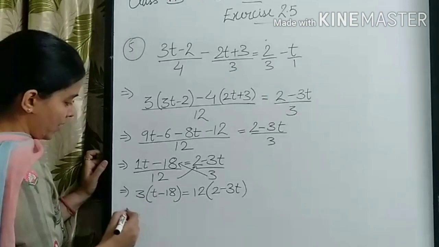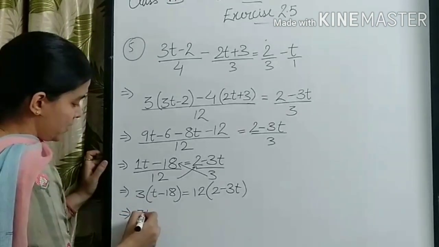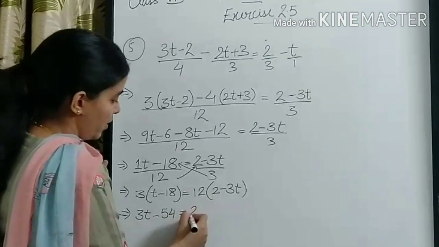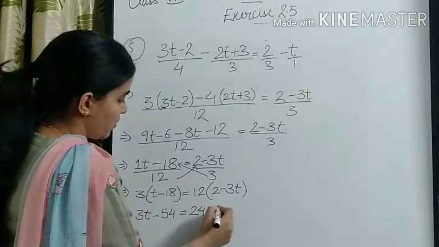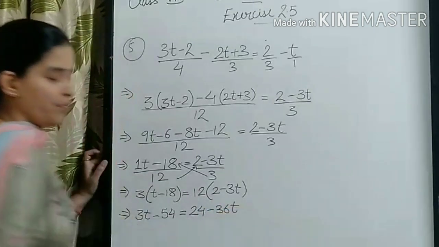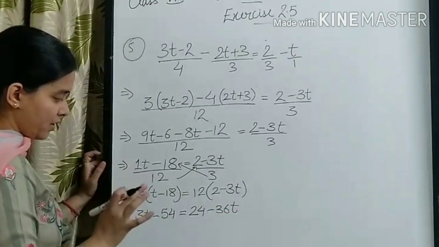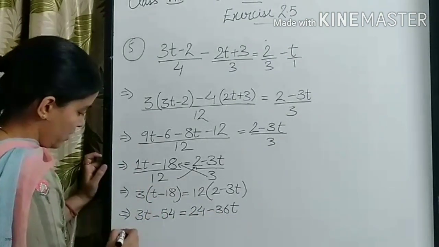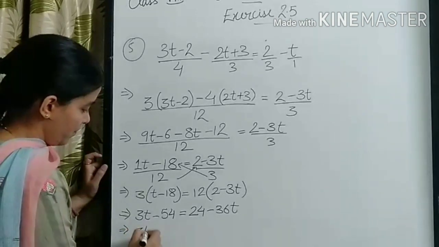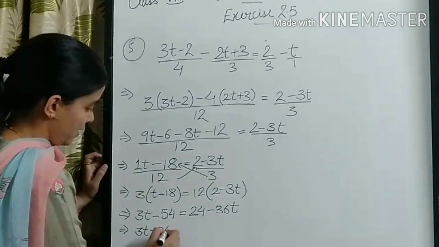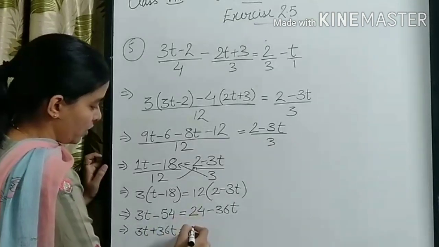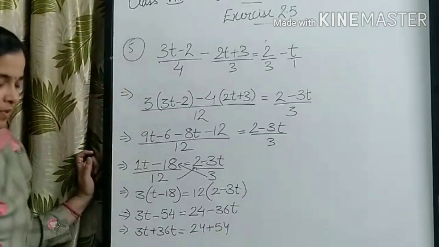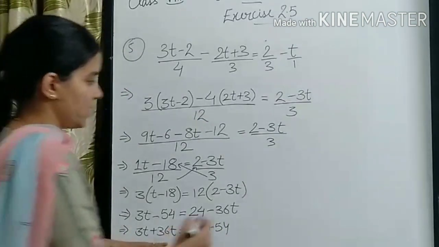Now if you open up the bracket, it is 3t minus 54 is equal to 12 2s are 24 minus 12 3s are 36t. Now take the like terms on one side. So if I take this term here, it is minus, it will become plus here. So it is 3t plus 36t, and this 54 will go there and become plus, so it is 24 plus 54.